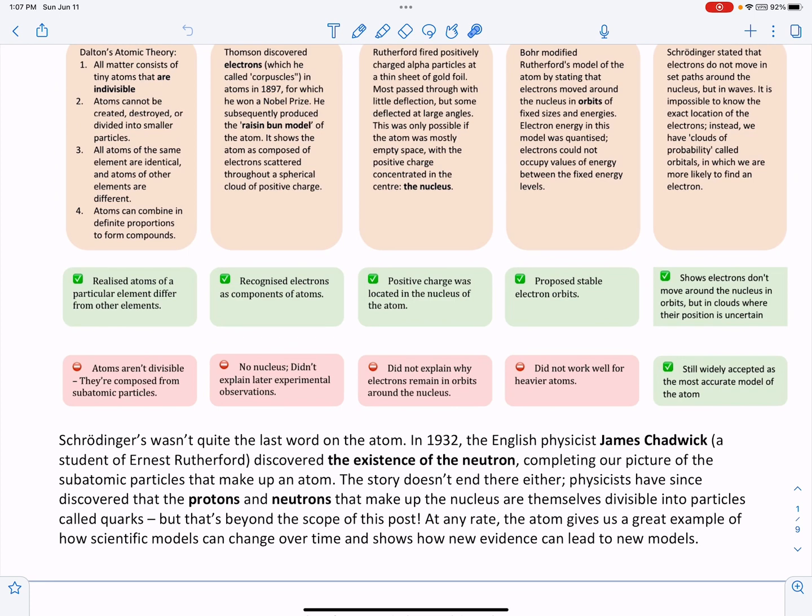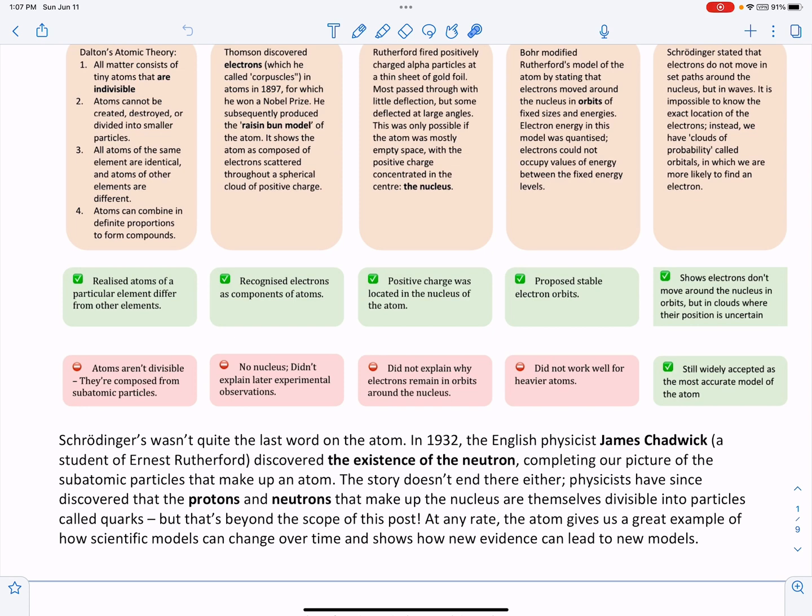Schrödinger wasn't quite the last word on the atom. In 1932, English physicist James Chadwick, a student of Ernest Rutherford, discovered the existence of the neutron, completing our picture of the subatomic particles that make up an atom. The story doesn't end there either. Physicists have since discovered that protons and neutrons that make up the nucleus are themselves divisible into particles called quarks. But that's beyond the scope of this video.